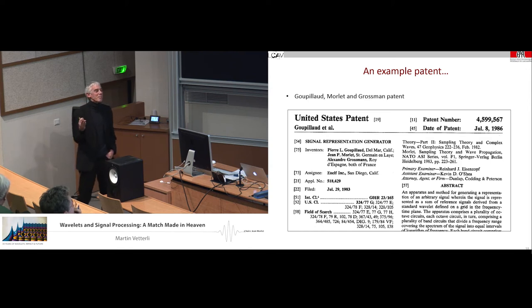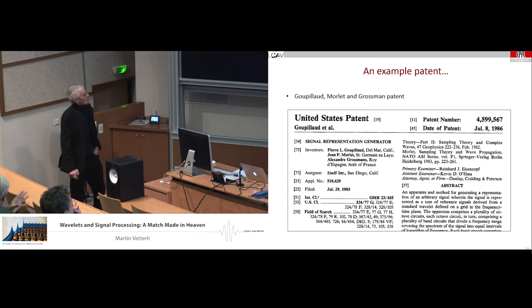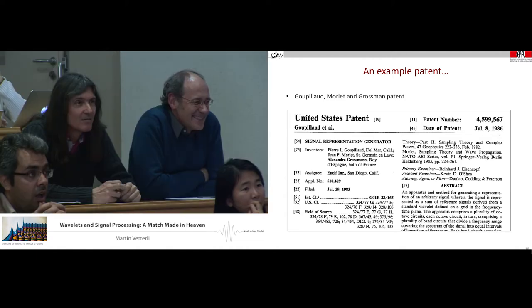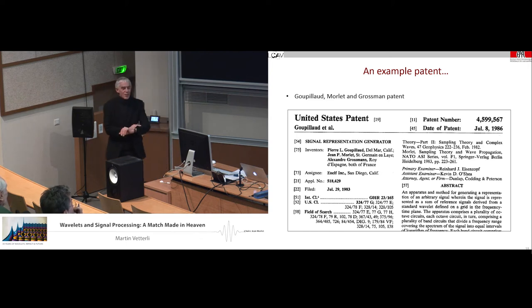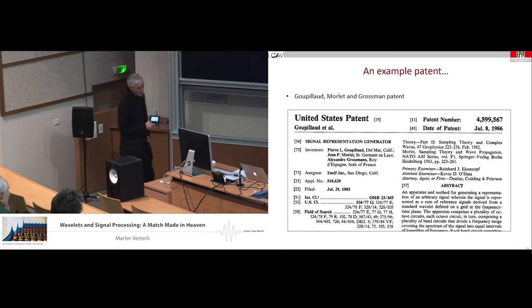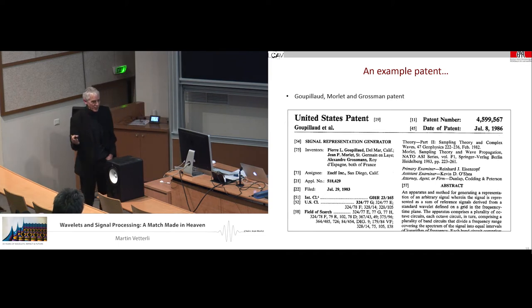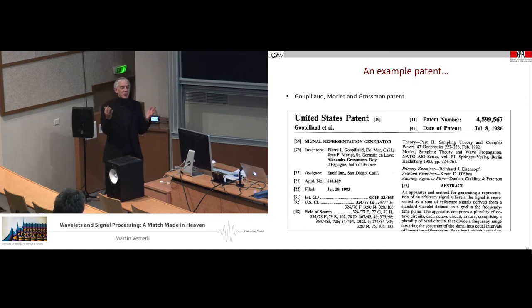So one of the submarine patents is by Alex Grossman, Jean Morlet, and Pierre Goupillon. It's a 93 patent, so it's very early. If you read the patent, it's very much related to continuous time wavelet decompositions. Now the story, I have time for a quick one: I didn't know this patent at all. Once I got a phone call from somebody with a deep voice, sounding like a lawyer, who said, we are looking for an expert witness for a patent case. I was interested to see how this works.